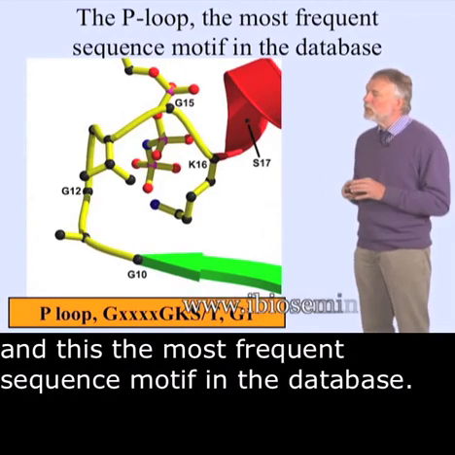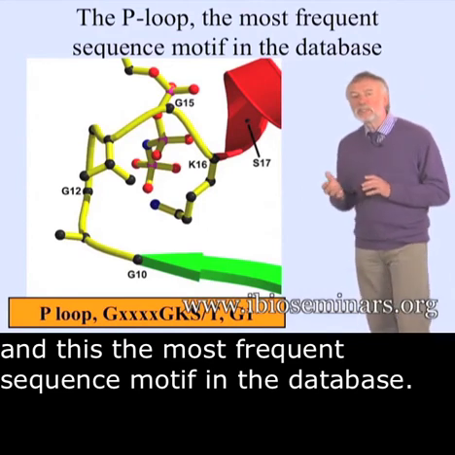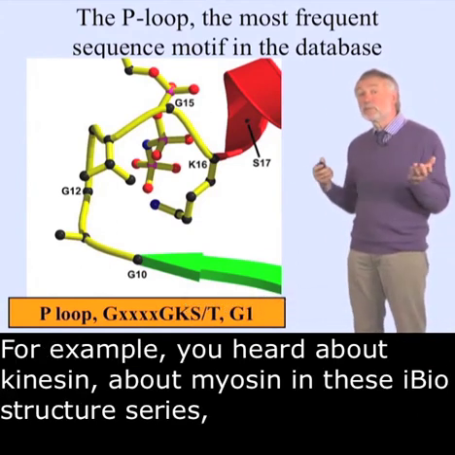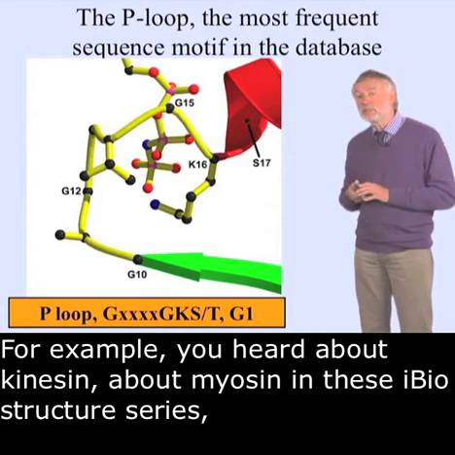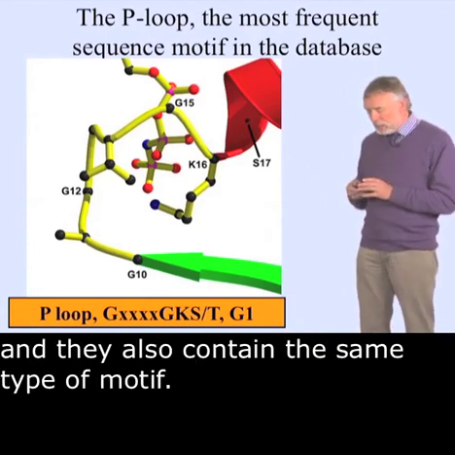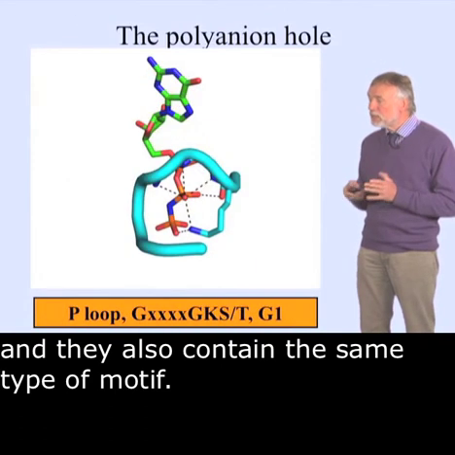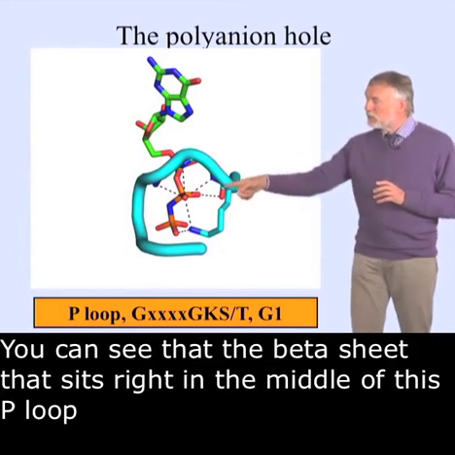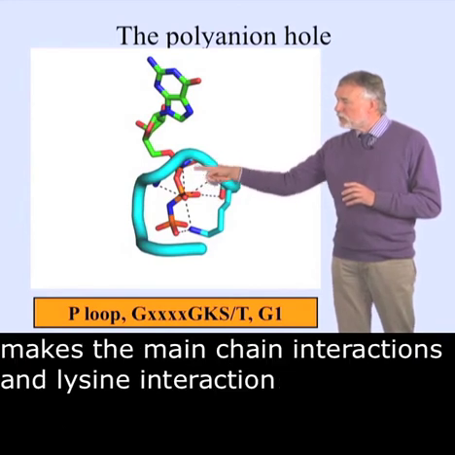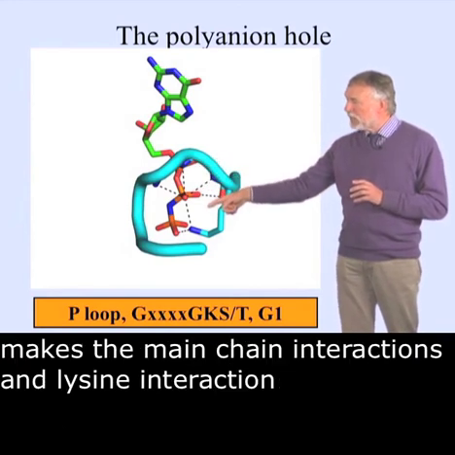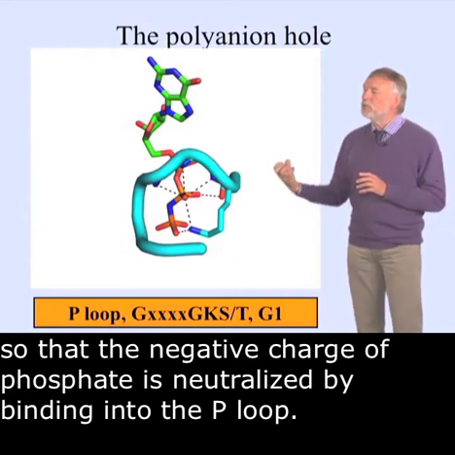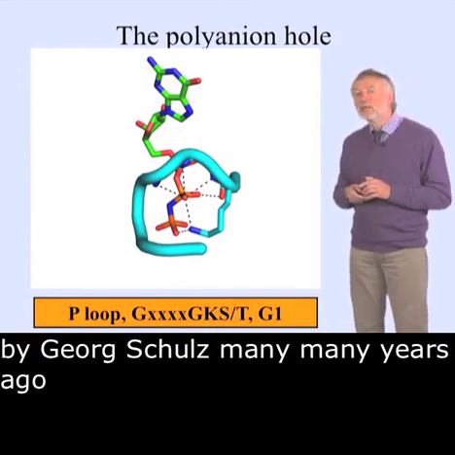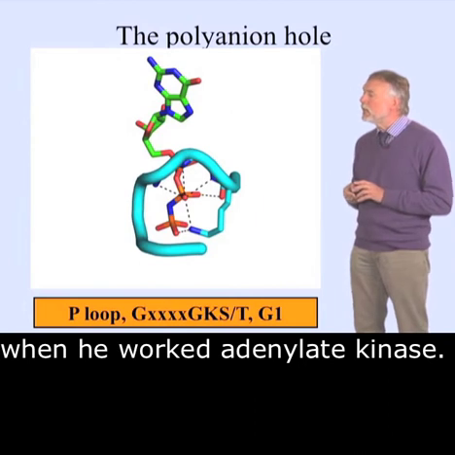I told you already that this is the most frequent sequence motif in the database. Many ATP binding and GTP binding proteins contain this motif. For example, you heard about kinesin and myosin in this series of structures, and they also contain the same type of motif. This is shown here again, in a little more detail, in that you can see that the beta sheet, which sits right in the middle of this P loop, makes all sorts of main chain interactions and lysine interaction, so that the negative charge of the phosphates is neutralized by binding into the P loop. It's also called a polyanion hole by Georg Schulz many, many years ago when he worked on adenylate kinase.